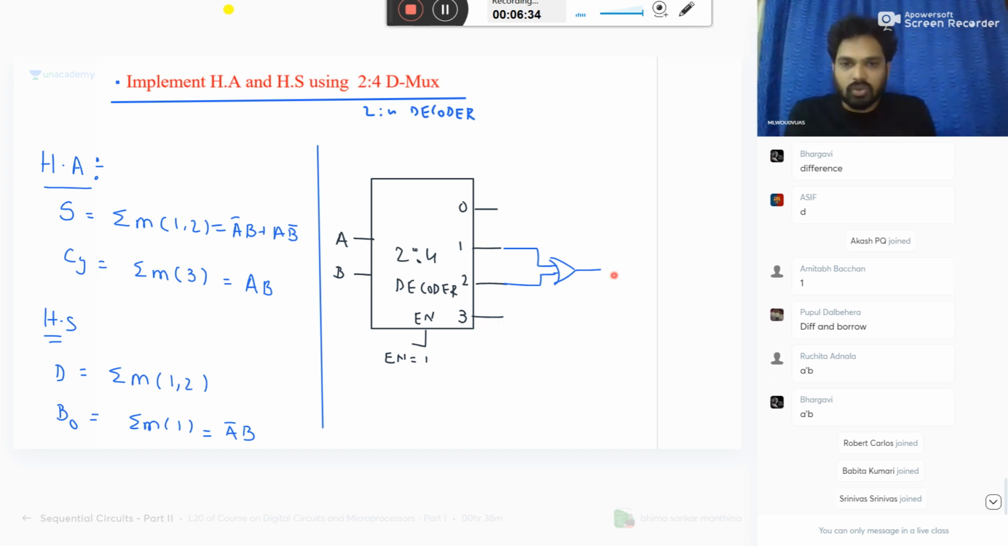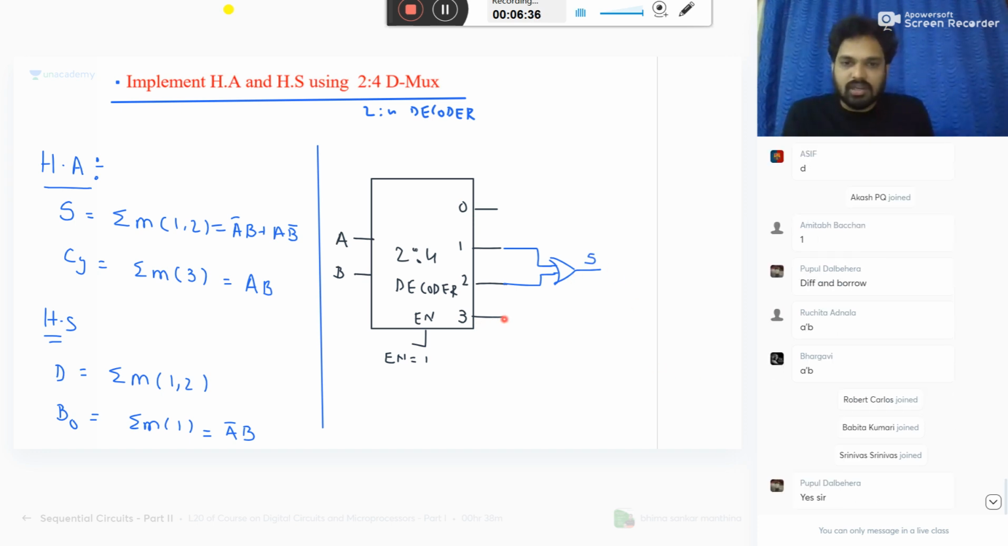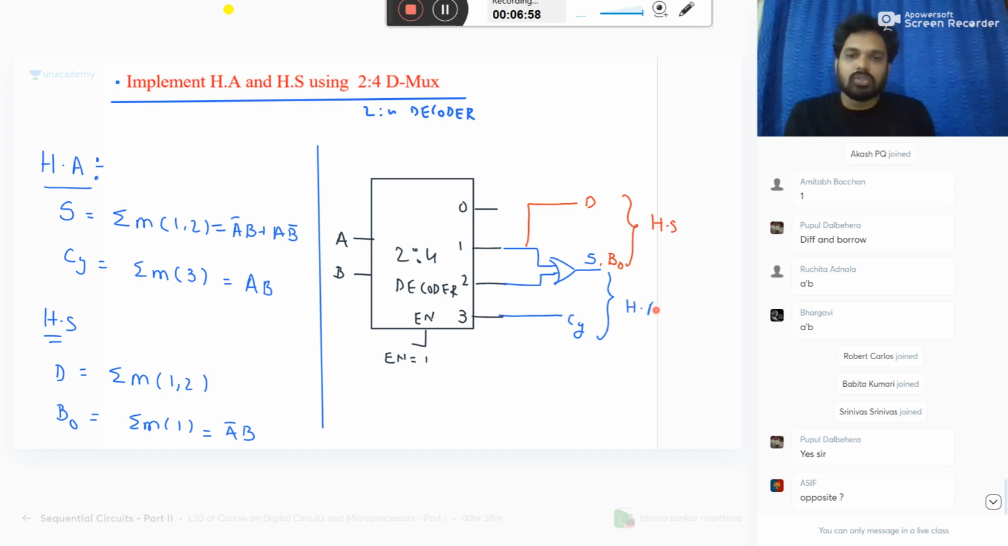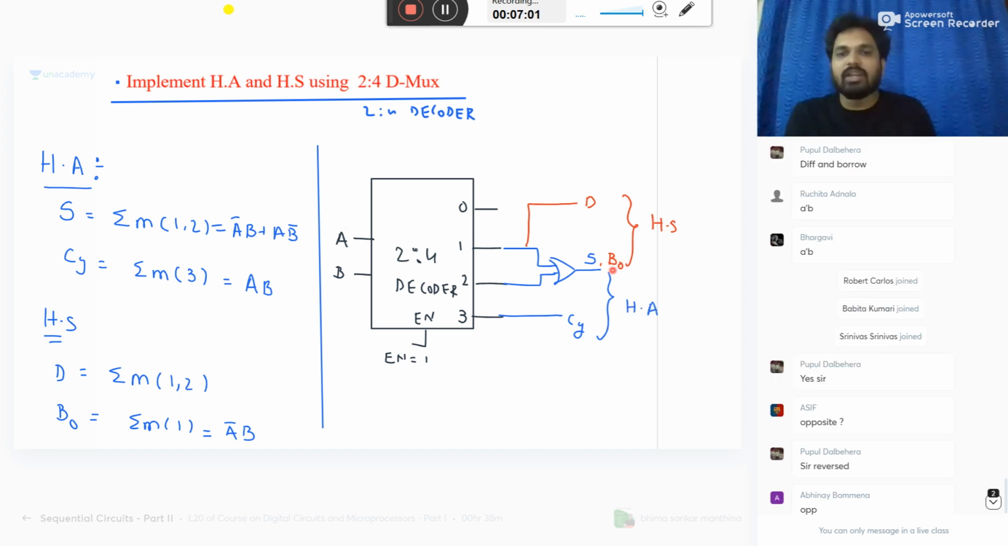This will give you your sum and this line will give you carry. Similarly, if you take this line, it will work as your difference and this line will also work as your borrow. So if you take these two outputs, it will work like a half subtractor. And if you take these two bottom ones, half adder. So a single decoder can implement multiple functions.